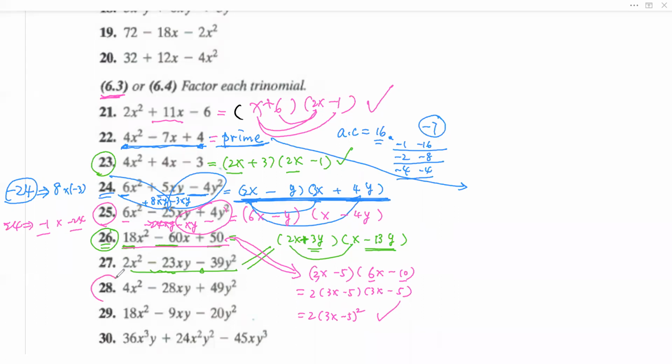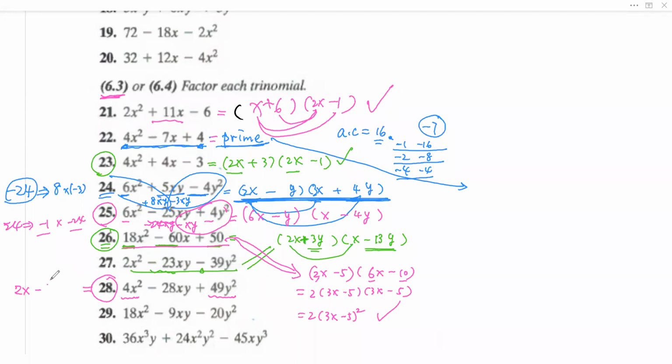Which question is it? 28. Give me a sec. So here you can see here is 2x squared. Here is 7y squared, right? You can quickly get it out of here, right?